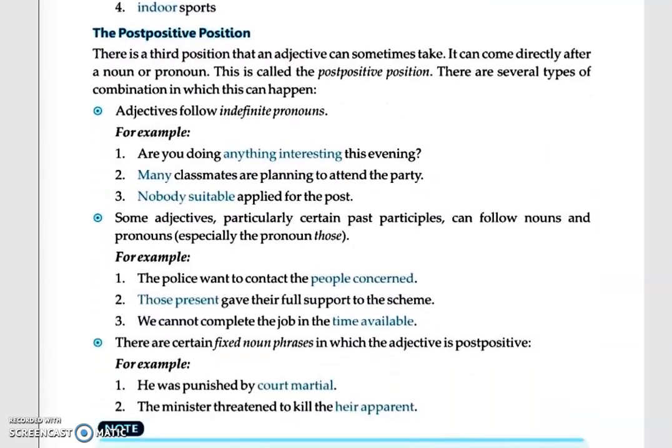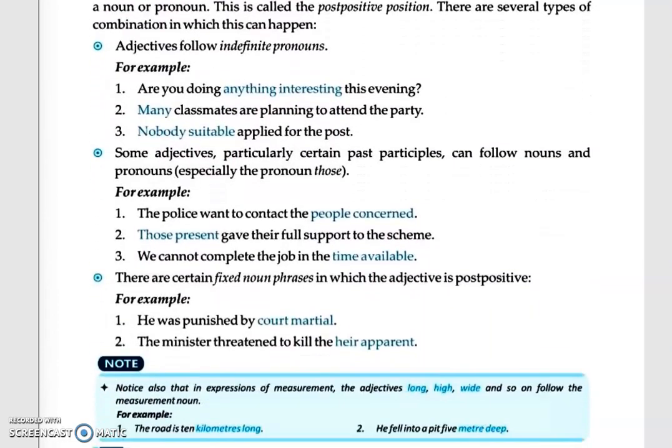Let's look at this example. Adjectives follow indefinite pronouns. So you see, we have a pronoun and we have an adjective after it. Are you doing anything interesting this evening? Many classmates are planning to attend the party. Nobody suitable applied for the post. Look at the position of this. This is the post-positive position.